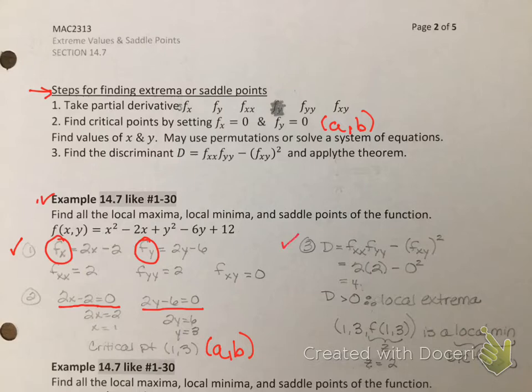Third, apply the discriminant. So you are multiplying f sub double x times f sub double y minus f sub xy squared. So you can see those values, and that's equal to 4, which is greater than 0.